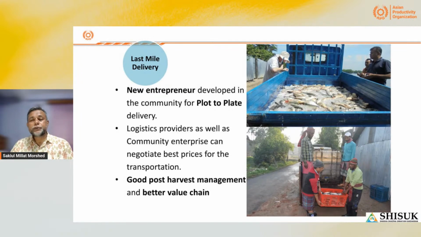And to ensure last mile delivery, new entrepreneurs have developed in the community enterprise, ensuring plot to plate delivery. So there is a new emerging group of entrepreneurs, mostly young people. Logistics providers and the community enterprise can also negotiate for a better price for transportation. So there are huge new transportation facilities developed for backward and forward linkages. That is also served by the youth group, along with good post-harvest management and a better value chain in the process.